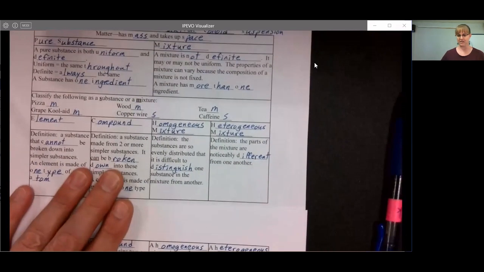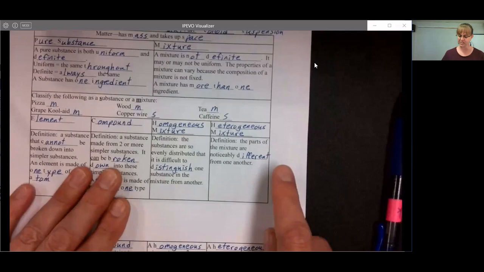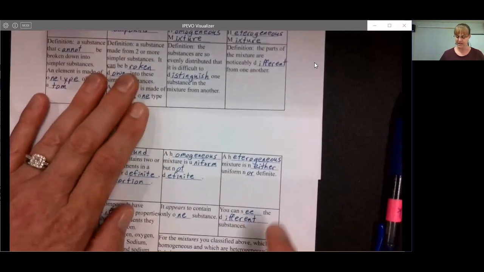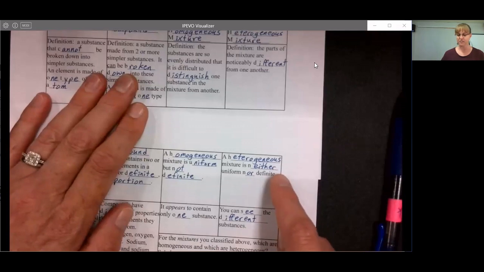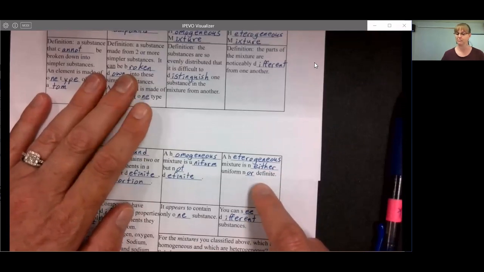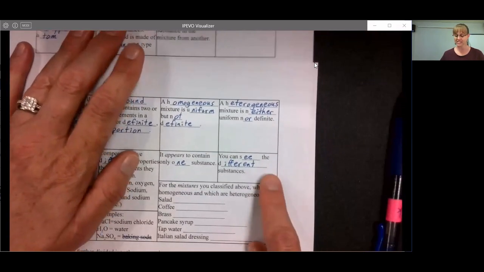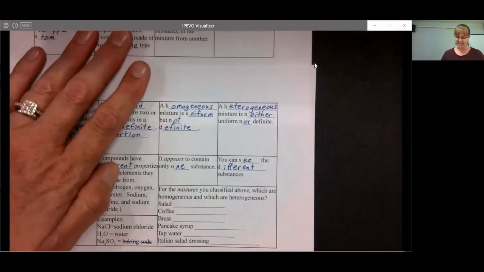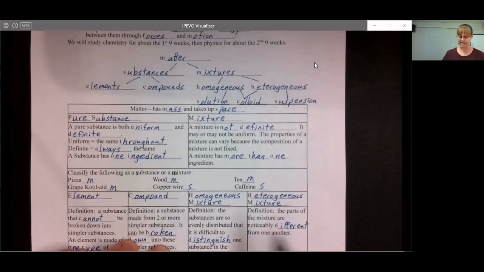A heterogeneous mixture, on the other hand, the parts of the mixture are noticeably different from one another. You can see the different pieces. A heterogeneous mixture is neither uniform nor definite. It fails both tests. And you can see the different substances. So let's take a look at some of these mixtures we looked at above. Tell whether each of these mixtures, skip the substances, tell whether each of these is homogeneous or heterogeneous. Pause your video now.